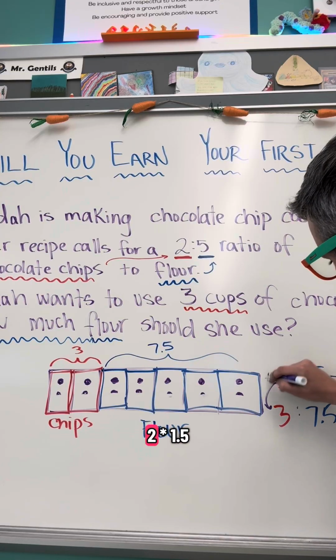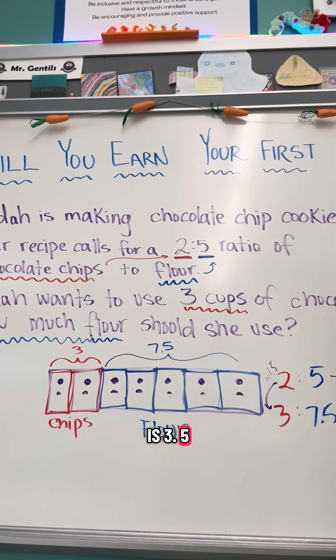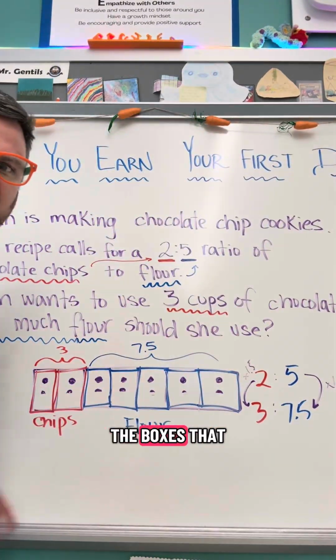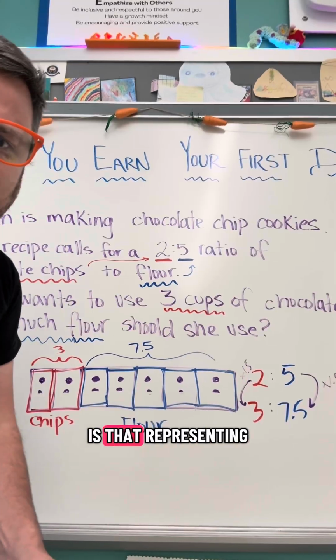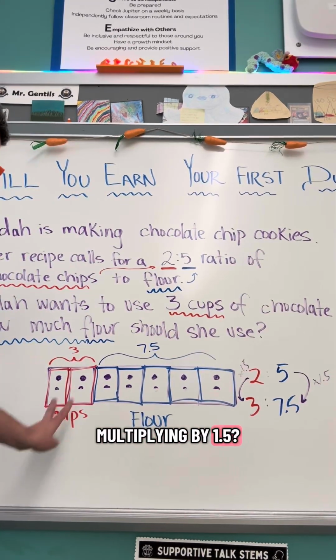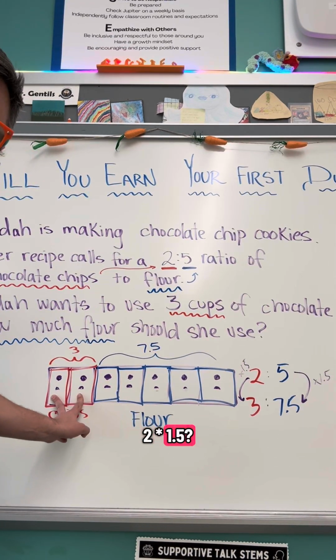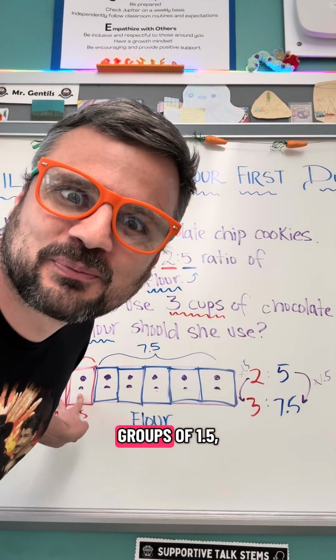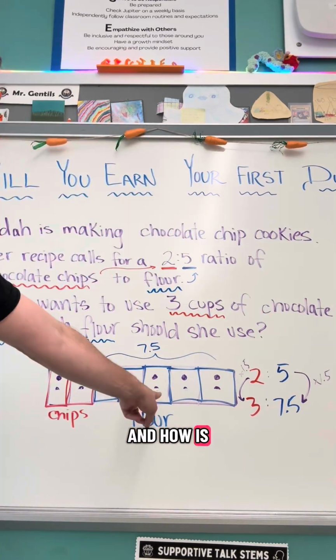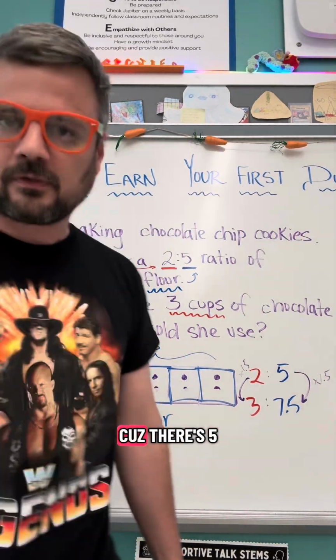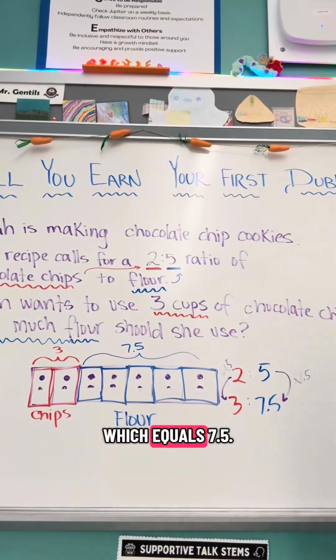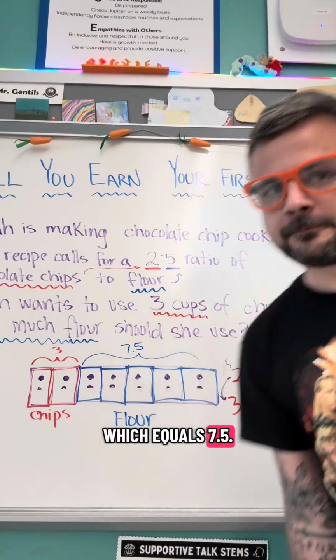2 times 1.5 is 3. 5 times 1.5 is 7.5, which makes sense because for equivalent ratios, you need to multiply or divide by the same value. But how does that represent the boxes that I drew? How is that representing multiplying by 1.5? How is this 2 times 1.5? Because there's 2 groups of 1.5, which equals 3. And how is this 5 times 1.5? Because there's 5 groups of 1.5, which equals 7.5.